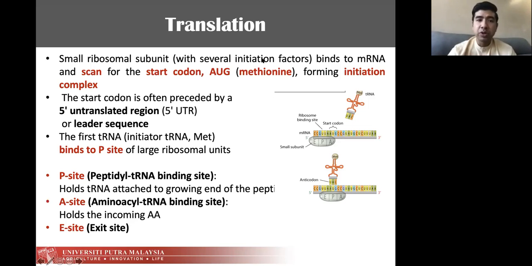Okay, so it forms a complex. So here, the moment your small subunit, EPA, can scan until it finds AUG. Once it finds AUG, then this anticodon, which is UAC, that carries methionine, can bind, and your large ribosomal subunit can start to bind. So this is why having a start codon is very important. It means that translation can only be initiated once you have this AUG.